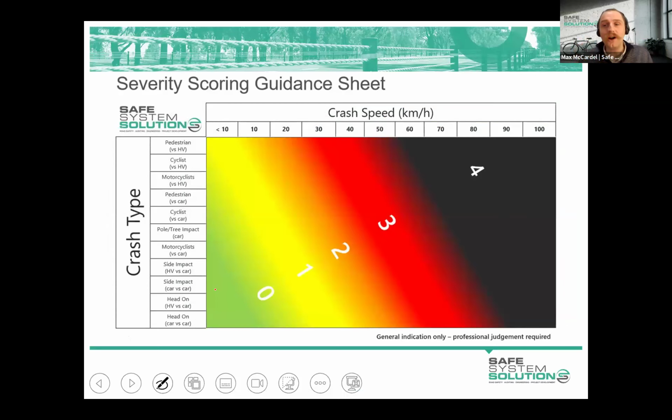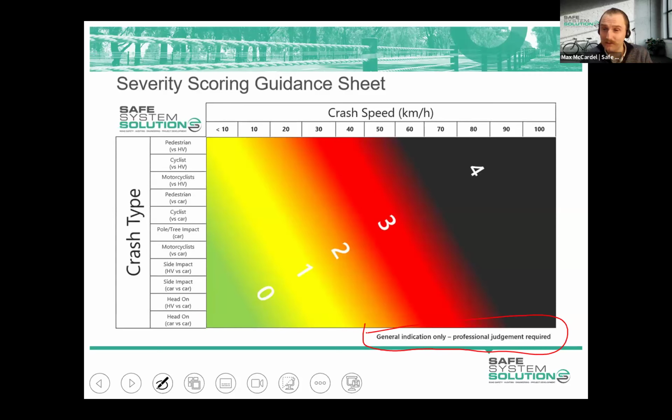To help guide new practitioners within this space, there is this scoring guidance sheet. There is a note to say that it is a general indication, and you do require some degree of professional judgment just to make sure it all makes sense. But this will become very, very relevant at the end of today's discussion.